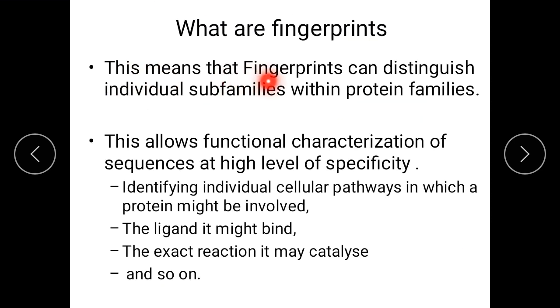This means that fingerprints can distinguish individual subfamilies within protein families. This allows functional characterization of a sequence at a high level of specificity. They identify the individual cellular pathways in which a protein might be involved, the ligand it might bind, the exact reaction it may catalyze, and so on.